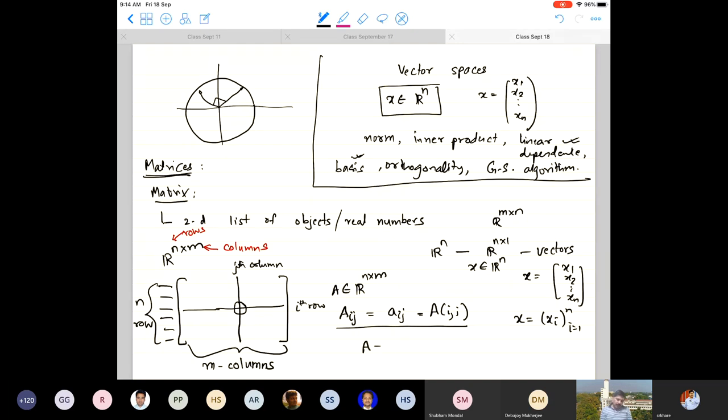So in general, I will write a_ij, where i and j are indices of the n×m matrix. I will vary 1 ≤ i ≤ n, and 1 ≤ j ≤ m. That's the range of the indices. Now I need two indices. In vectors, I need only one index. Here I will need two indices, and those two indices will be very important for me. So this is the list. This is what a matrix is.